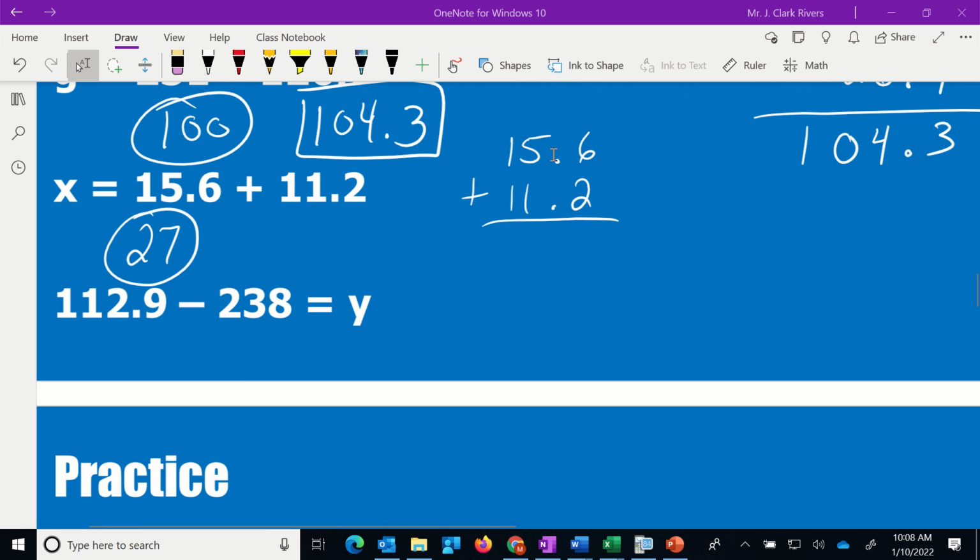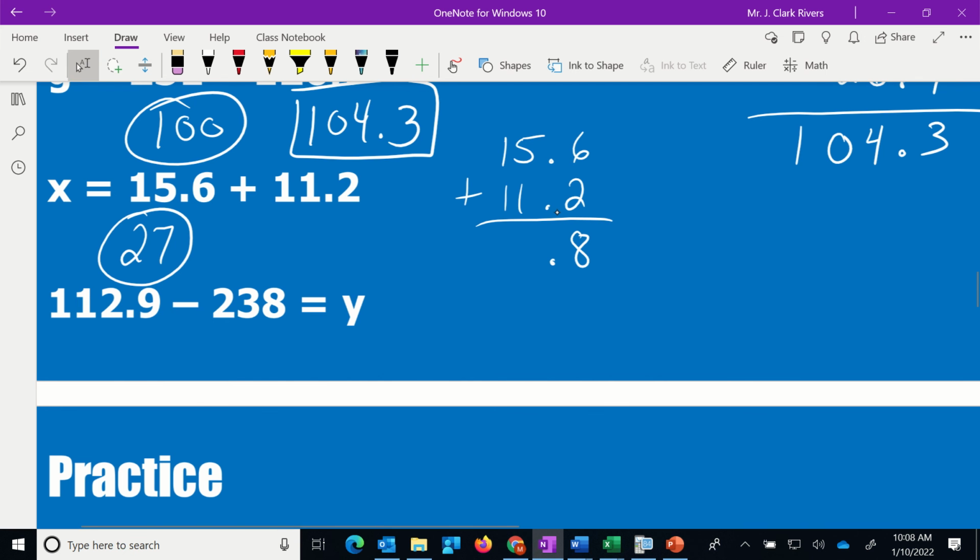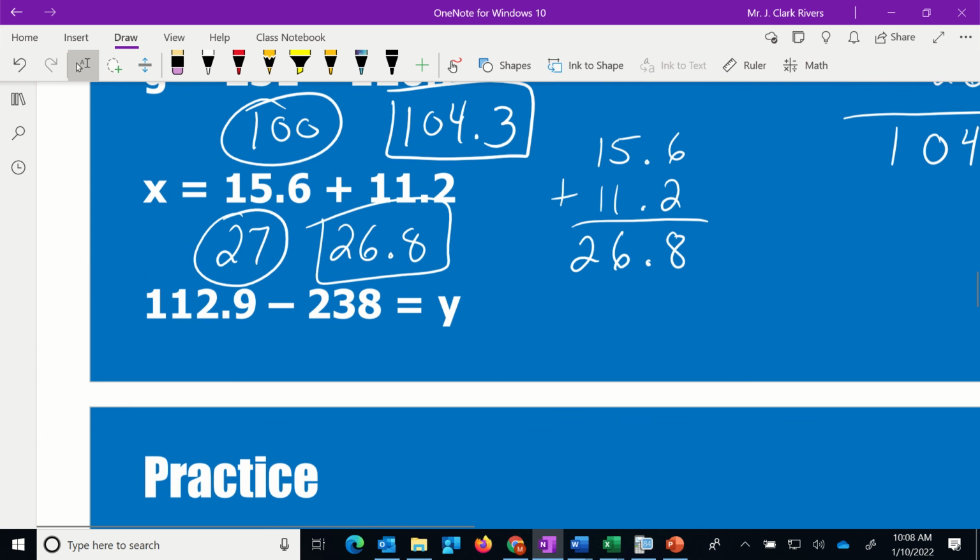15.6 plus 11.2, line up the decimal. 6 plus 2 is 8, bring down the decimal. 5 plus 1 is 6. 1 plus 1 is 2. So we get 26.8. Is that pretty close to our estimate? It is. Okay. This next one here, I'm going to write out our estimate.